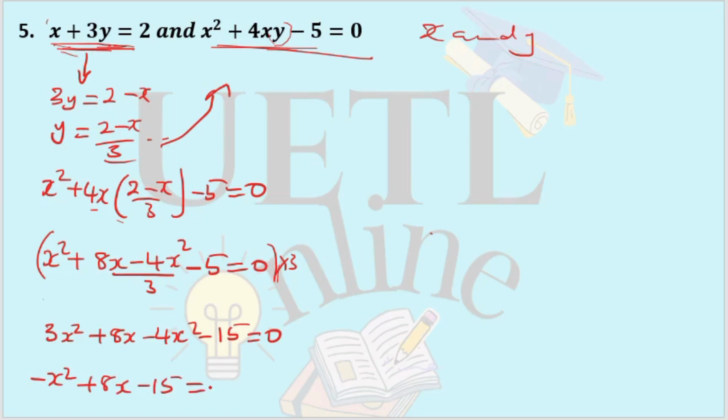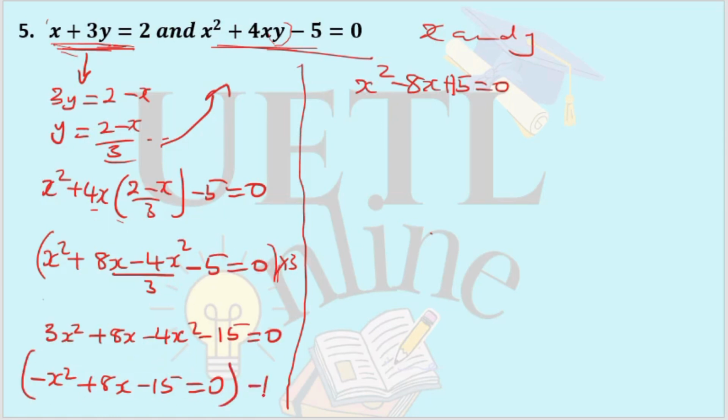We can multiply this all by negative so that our equation starts with a positive. So our equation becomes x squared minus 8x plus 15 equals 0. We just multiply by -1 and we get this. Our next thing is to solve this.